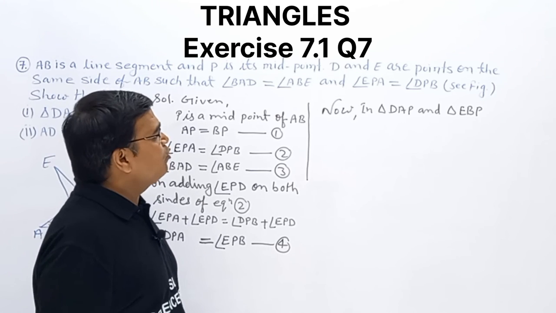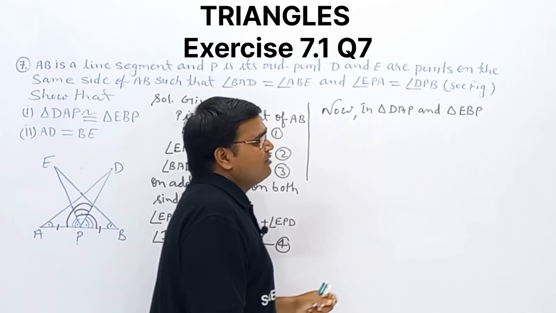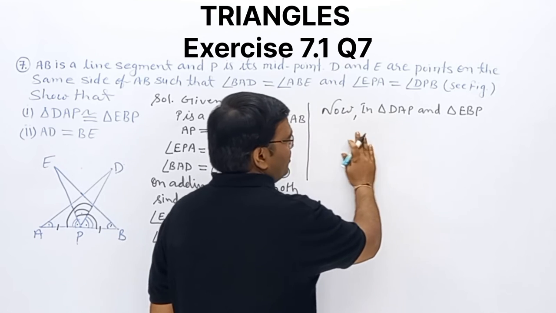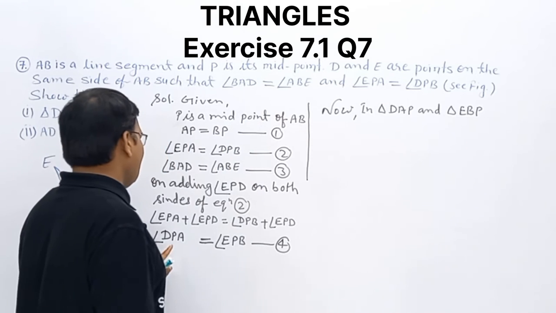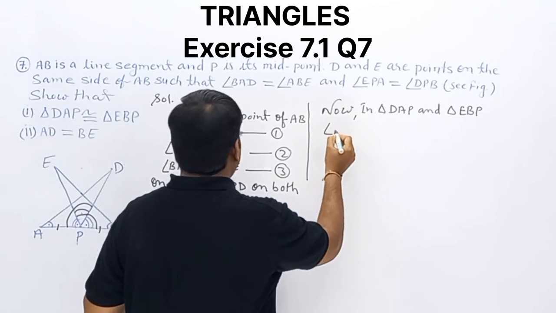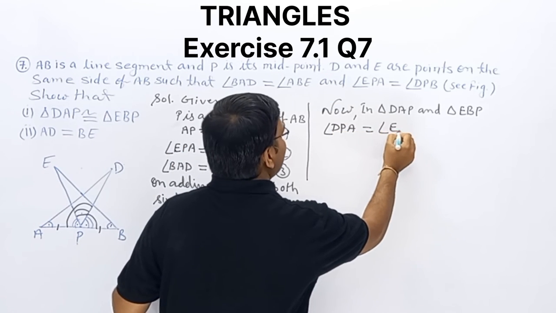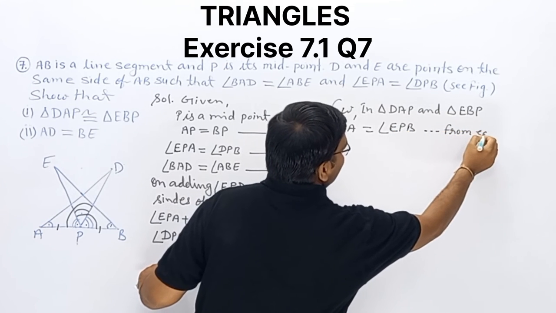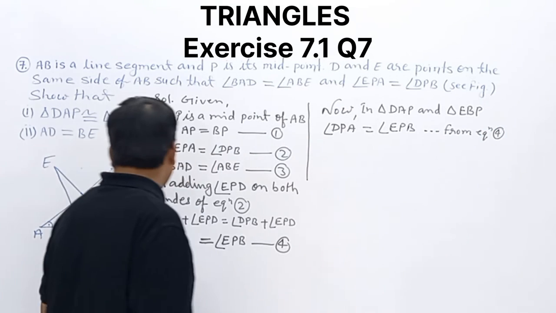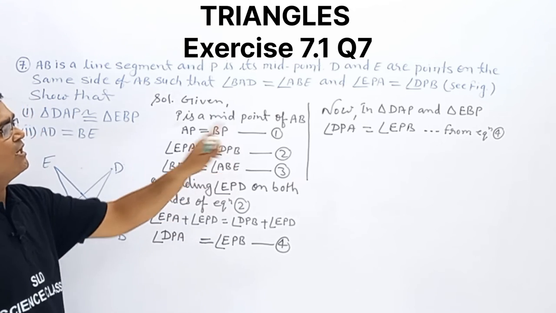what can we say? We want to prove whether both are congruent or not. How will we prove it? First we should write angle DPA equal to angle EPB from equation 4. This angle for this triangle and this triangle is equal, as we proved in equation number 4, so we can write this one.